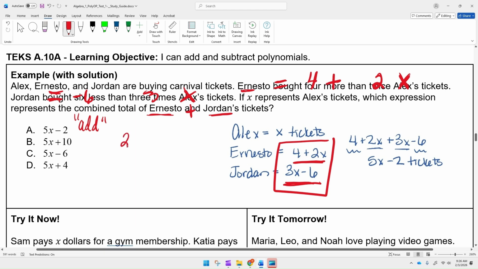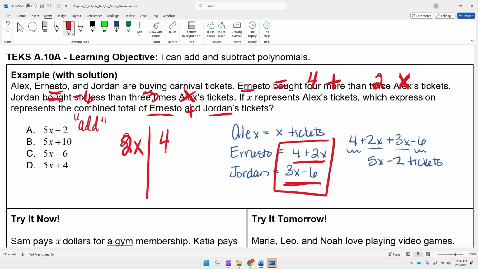So we have X as our first last name. Then we have 4 as another last name, or rather a constant as the other last name. Now I'm going to look at Jordan and I'm going to match the same last name. So 3X is the last name that matches with the 2X.